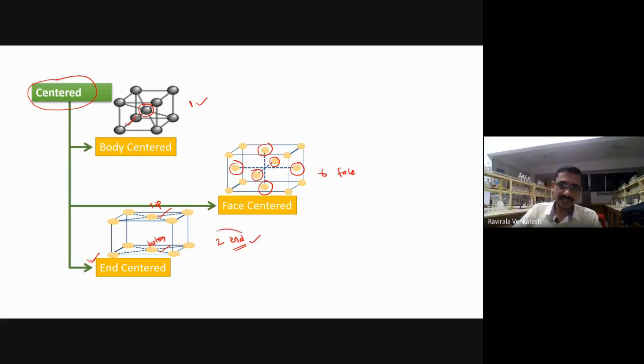End centers we find in any two opposite faces. You can take these 2 faces, or you can take like this also. I am taking this face and this face. Now 2 end centers are there. Otherwise, I can take these 2 faces here also, and these are also called end centers. Otherwise, you can take the top and the front and back sides also. So only how many end centers will be there? 2 end centers, present in opposite faces.